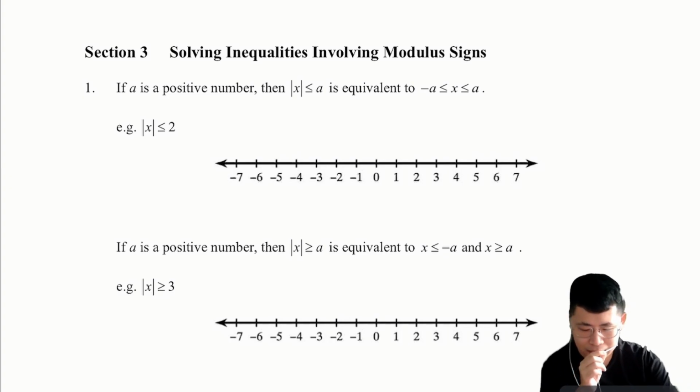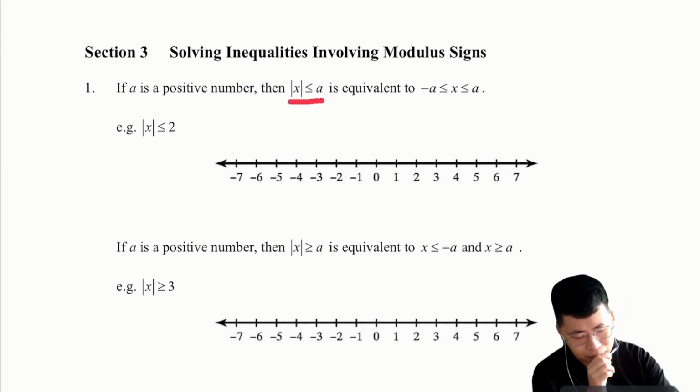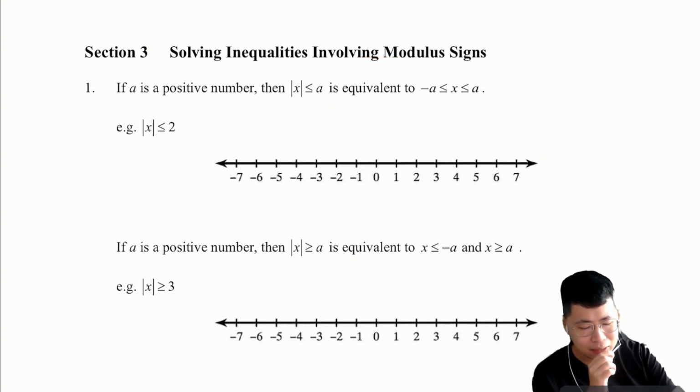Now, the first one is if a is a positive number, then if modulus x less than a, you can be equivalent to this. That means when we open up the modulus sign, we can write this inequality over here, which is x in between negative a to a. Now, why is this so?